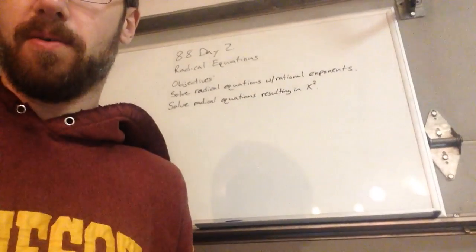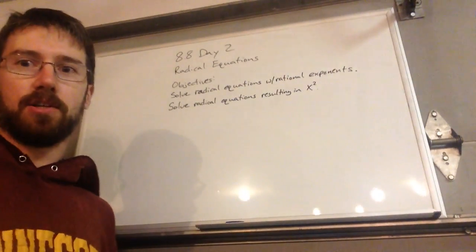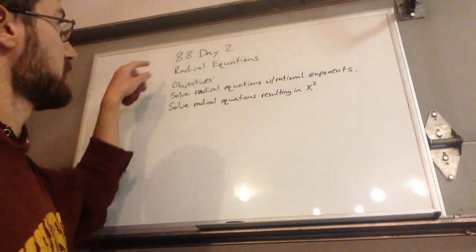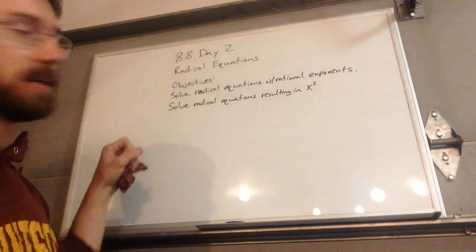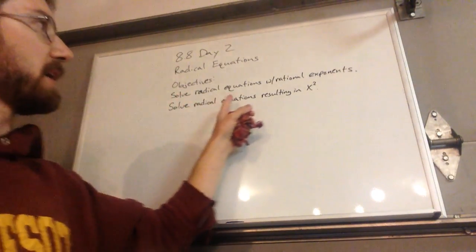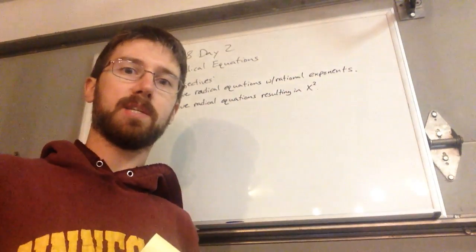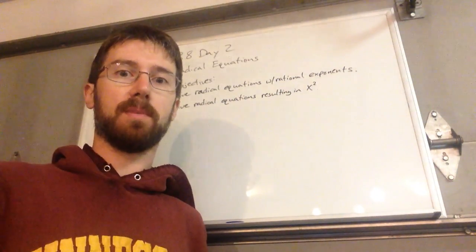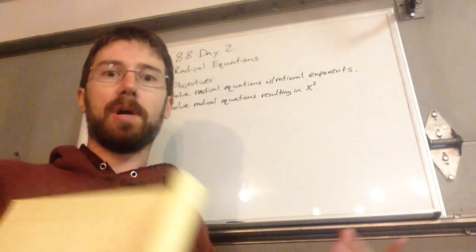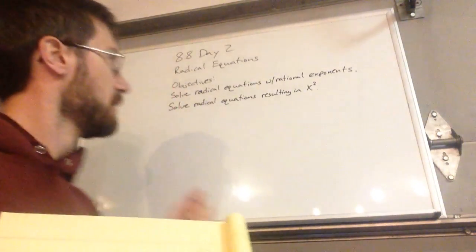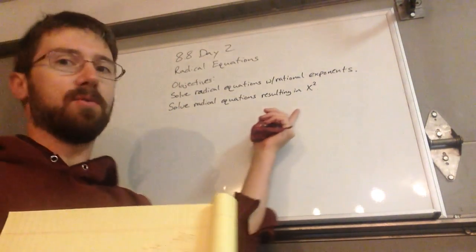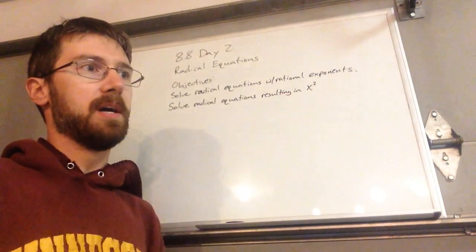Alright, so 8-8 day 2. Here's our objectives today. So radical equations, right? We're solving radical equations with rational exponents. So instead of being a square root symbol, it's going to be raised to the 1/2 or 1/3 power, or whatever. And then solving radical equations resulting in x squared.